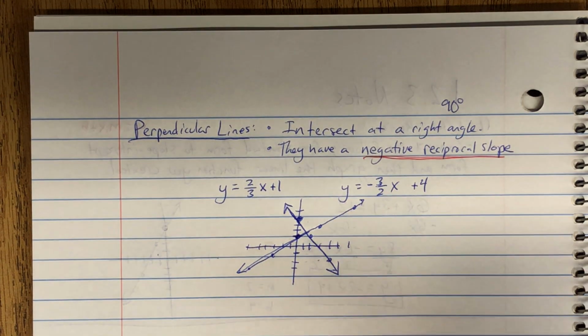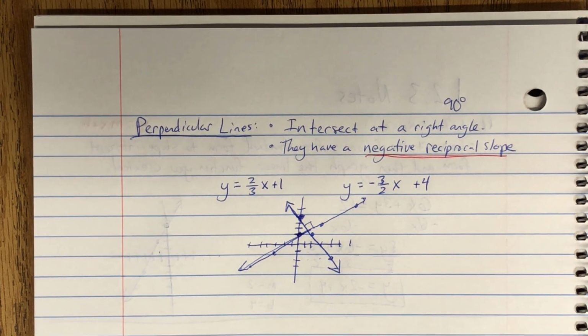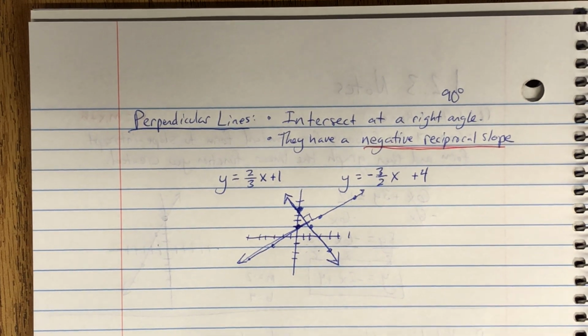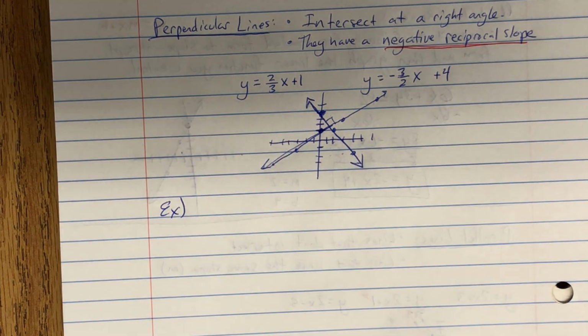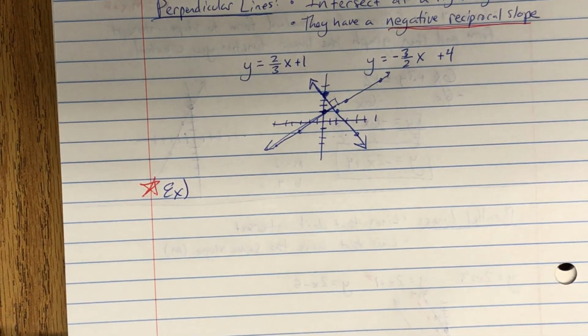And obviously it's not perfect, but it looks pretty close. It looks like we might have a right angle there. So those are perpendicular lines. So we're going to do the same type of problem that we did with parallel. So this is, again, what I would consider a very important example, one you want to note.